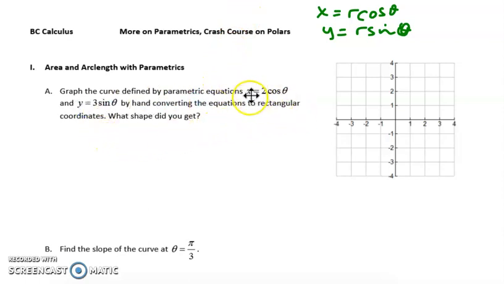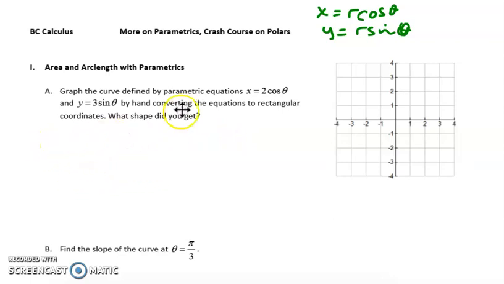So let's start by calling these parametric equations x equals 2 cosine theta, y equals 3 sine theta. And we're going to graph them by hand, converting the equations to rectangular coordinates as well. The reason why we do this is just to ground you in polars again. We're not expecting you to remember all this, and you don't necessarily need to know how to graph polars from scratch. But we want to walk you through this exercise so that you remember a little bit about polars.